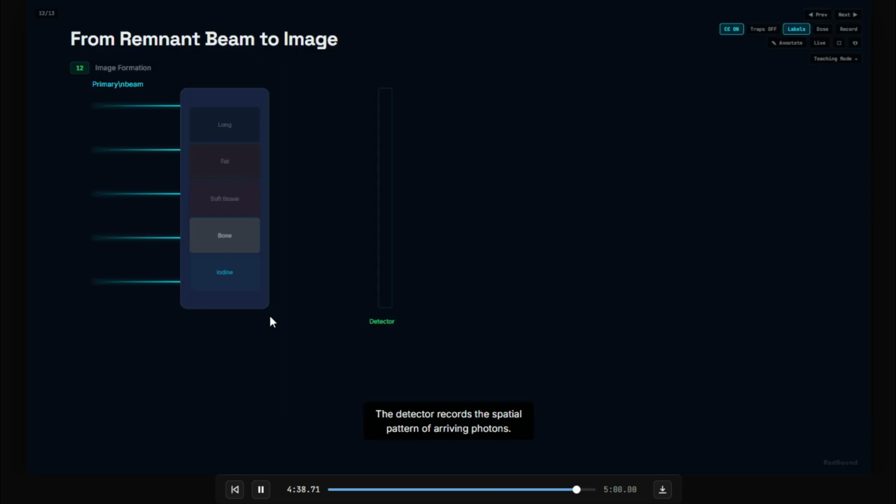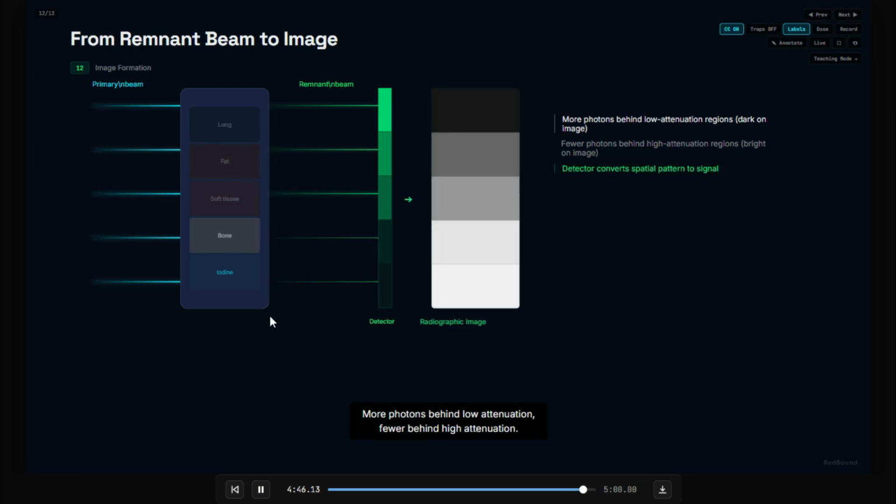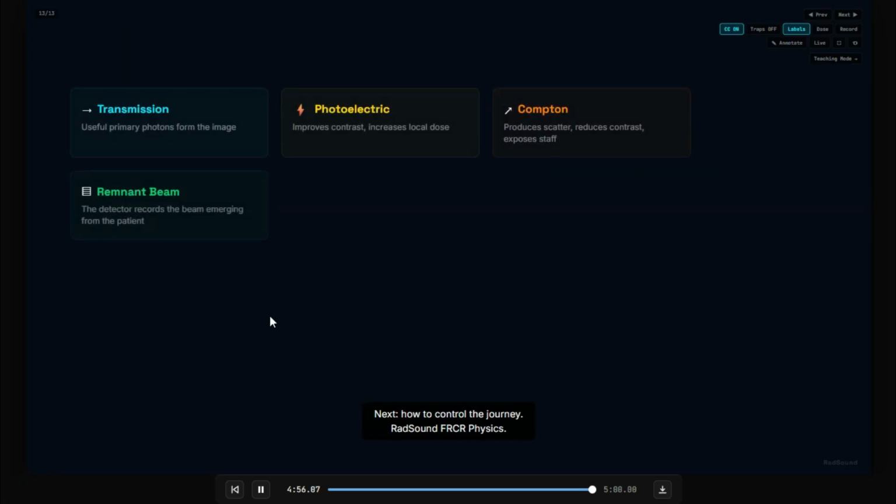Remember, only the remnant beam is important in image formation. More photons behind low attenuation give dark regions and vice versa. So the image forms from the X-ray photons, only the photons emerging from the patient. We're going to discuss next filtration, collimation, grid, and others. So from tube to tissue.